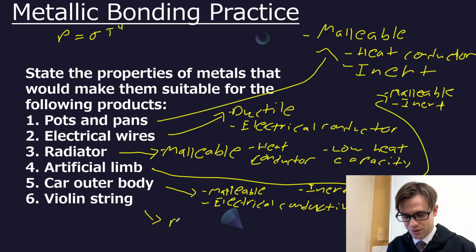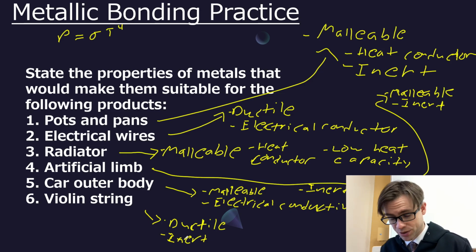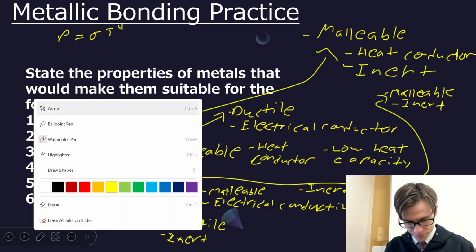Okay, violin string, we want that to be ductile so that we can pull it into a wire-like shape and then build the violin. I don't think many other properties really matter for violin strings. I guess inert is important. We're touching them a lot with oils and things and water, so we hope that they don't degrade too much over time. Okay. Hopefully you can read most of my writing on this slide, but I think these are the main reasons why we would choose metals for these materials. Okay, let's move on.